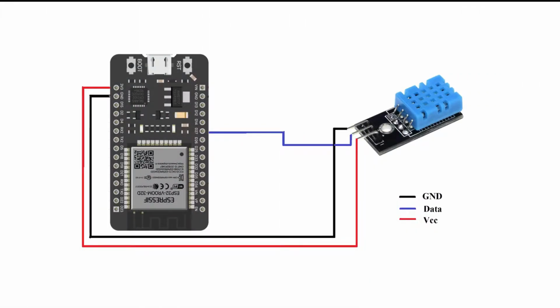And this is the circuit diagram. We connect the DHT11 sensor to the 27 number pin of ESP32 board.